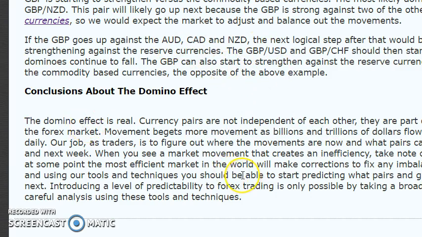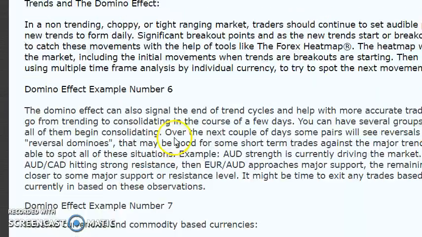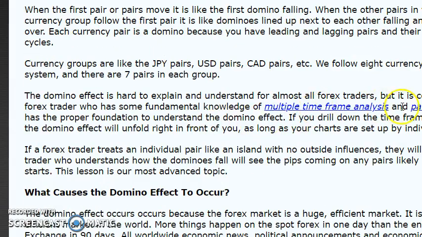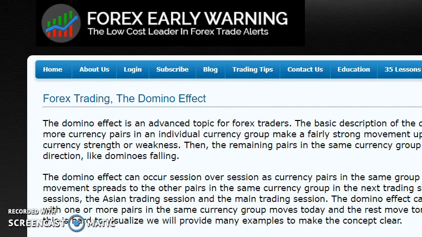And if you start to pay attention to what the whole market is doing, you'll start to see where the inefficiencies are. Then the efficiencies will come in and correct the market, fix any imbalances. And if you use these basic techniques, like multiple time frame analysis and parallel and inverse analysis, you'll be able to analyze all 8 currencies, and you'll actually start to be able to predict, or at least have a much better idea of what currency pairs are going to move next, and introduce some level of predictability to the Forex market. So this is Forex trading, the Domino Effect.